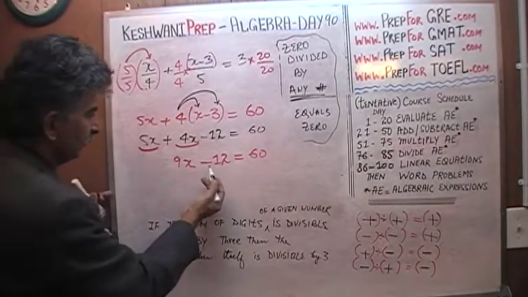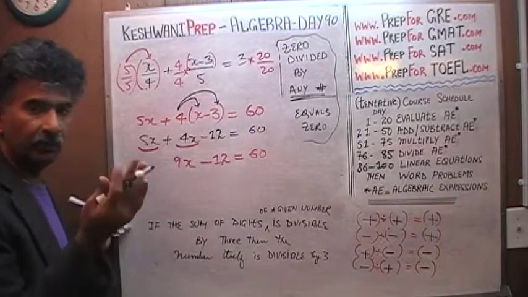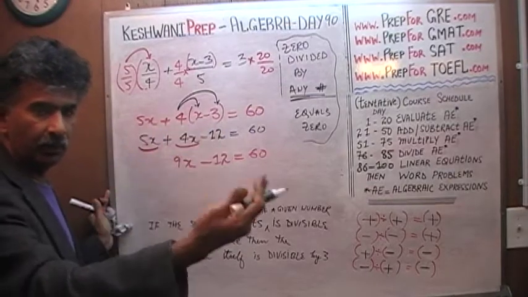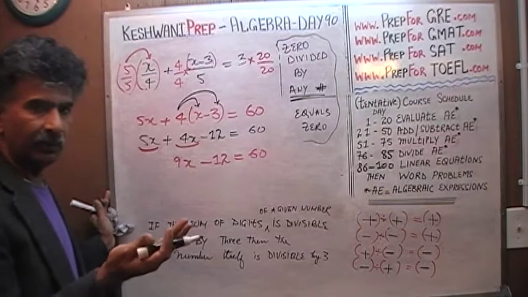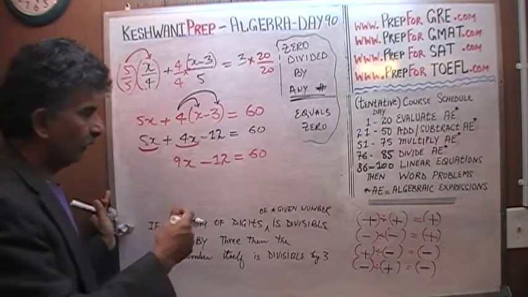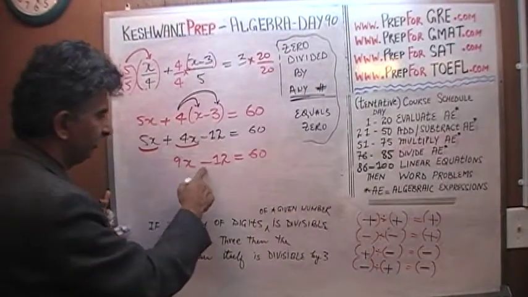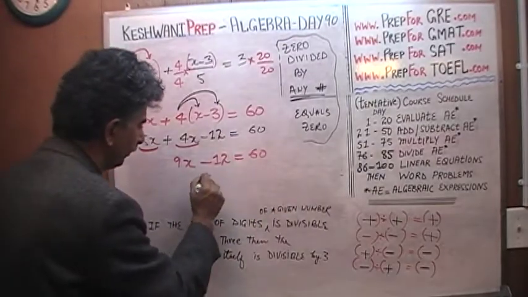Now we have to get rid of this negative 12 from this side because we want to keep all the unknowns on one side, all the known quantities on the other side. And convention dictates that we keep all the unknowns on the left hand side and all the numerical values on the right hand side. So somehow we need to move this 12 to the other side. Let's add 12 to both sides.